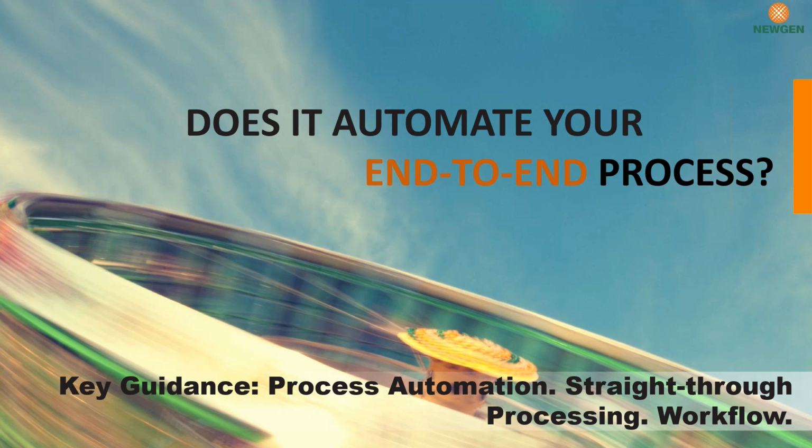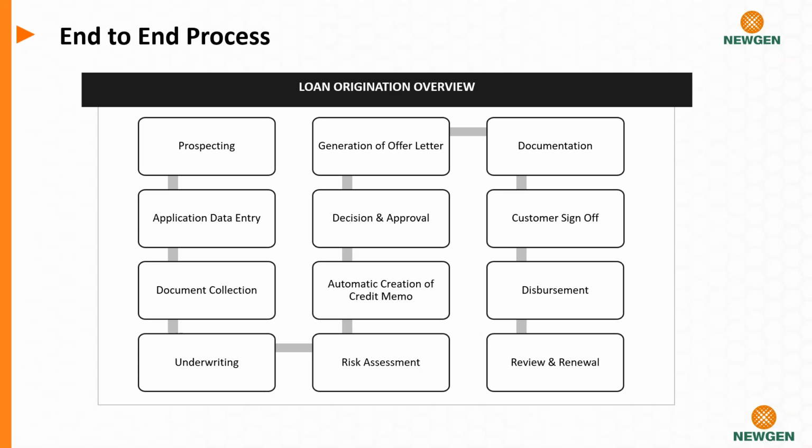So we're talking about the automation of the entire process, right from the prospecting to the application data entry, collection of the documents, underwriting, risk rating, generation of credit memos, automating decisions and approvals, automating the documentation, booking, disbursements, and even review and renewals. The entire life cycle needs to be automated as much as possible, ironing out or removing any manual handoffs or to and fro between the participants within the lending cycle.